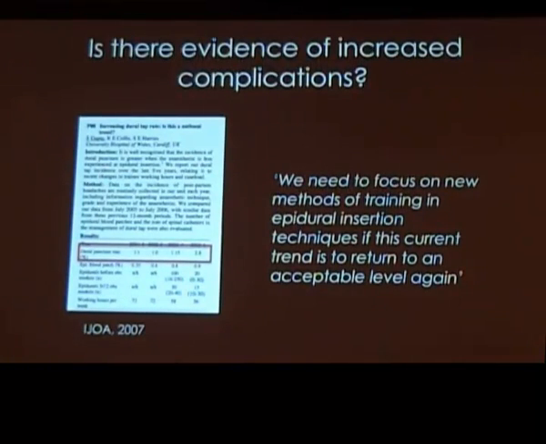Now, is there any evidence of increased complications? So this is some work that comes from Rachel Collis's group in Wales. I don't think they've ever published it as a paper, but it's an abstract from the OAA annual meeting in 2007, so about 10 years old now. And there have been a couple of other abstracts in the last 10 years backing up this group's finding. And essentially what they found was a small but significant increase in the dural puncture rate.